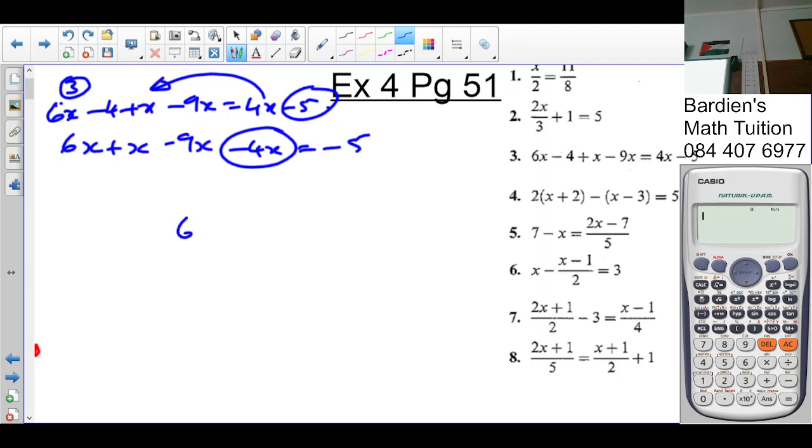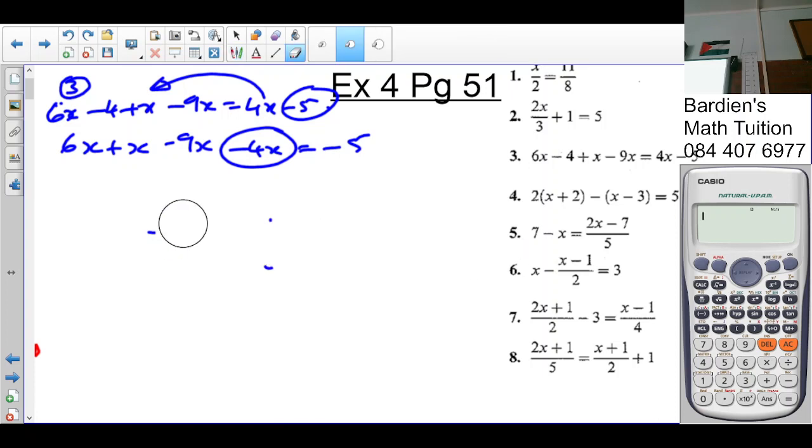So you got 6x equals 1. Is that what you have? Negative 6x equals negative 1? No, negative 6x equals negative 1 over 6. So you divide both sides by negative 6.